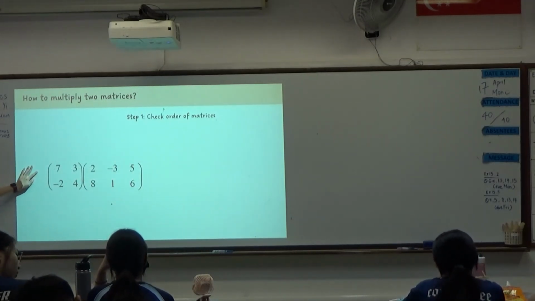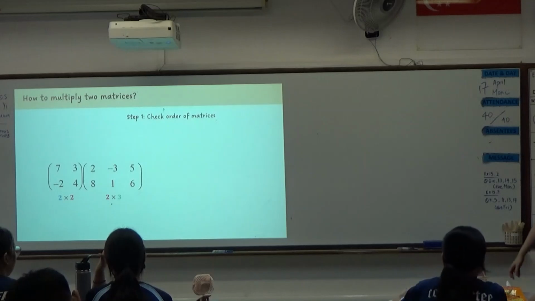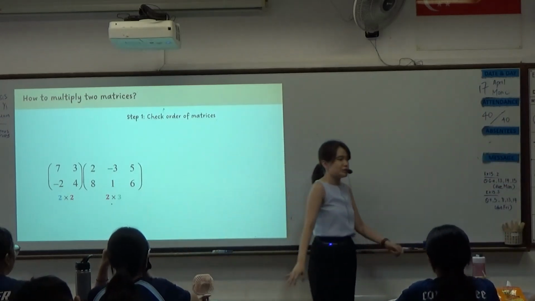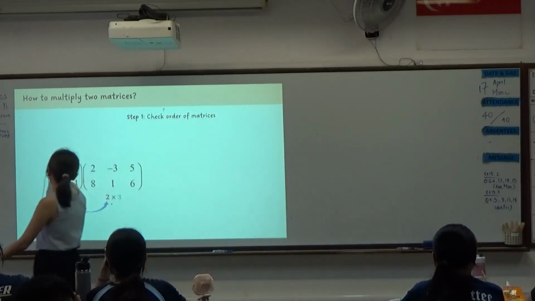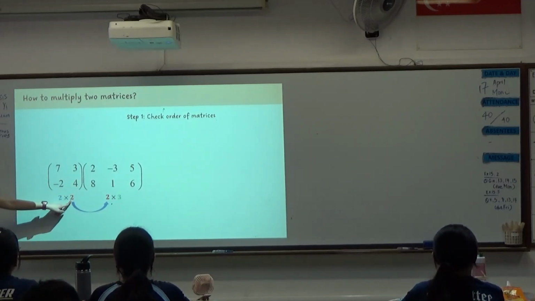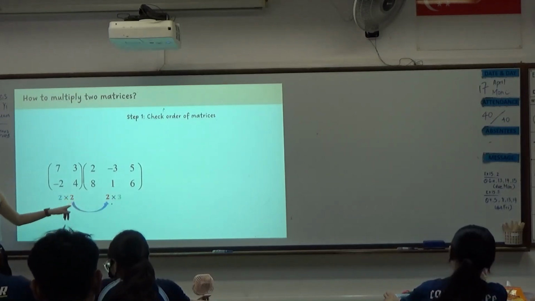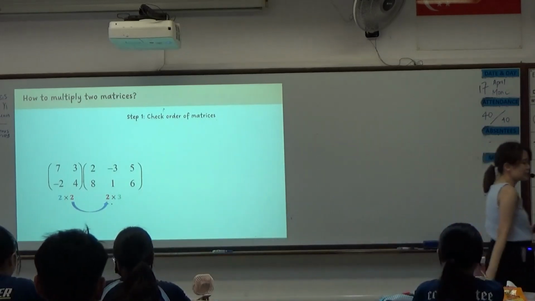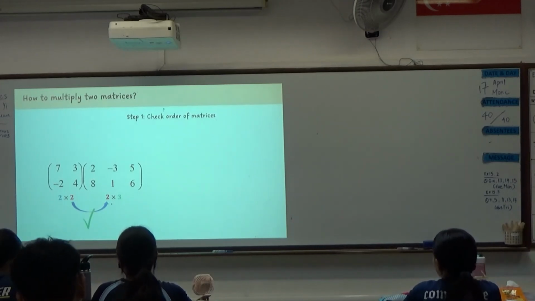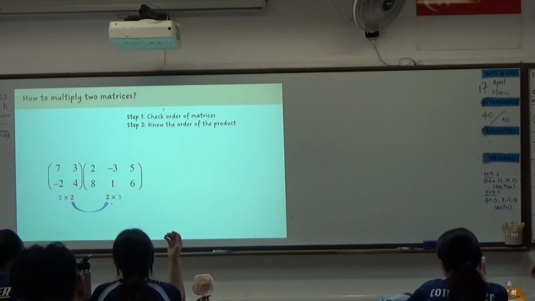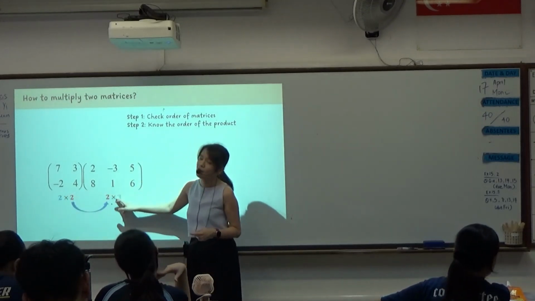Step 1, we always check the order of the matrices. So we have two matrices over here. On the left, it is a 2 by 2 matrix, and on the right, it's a 2 by 3 matrix. We must ensure that the number of columns of the left matrix, meaning this number here, must be equal to the number of rows in the matrix on the right. If the numbers are not equal, then we cannot multiply the matrices. So you must do that check first. Then we will know the order of the product: the number of rows of the left matrix and the number of columns of the right matrix.